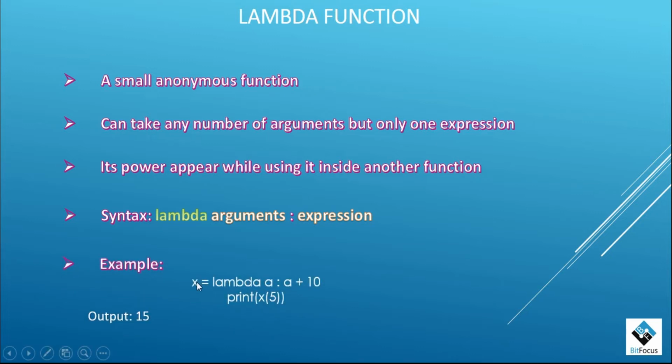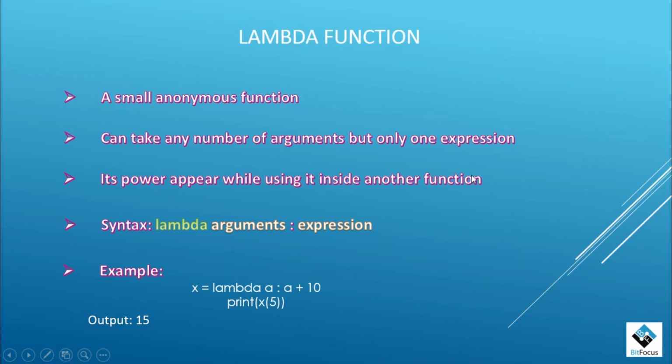It is an example. For example, x is a variable. Lambda keyword a, here it is only one argument, but we can use more arguments, a plus 10. So now x, because this function doesn't have any name, so we use x as its name. x(5) means we pass 5 here. 5 plus 10 becomes 15. So it is a lambda example, and we will learn more in other examples.